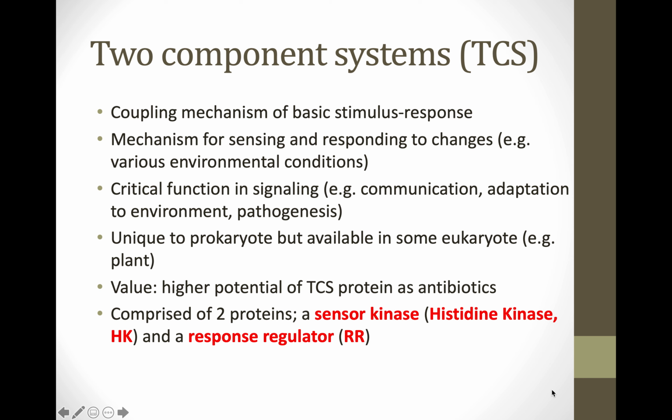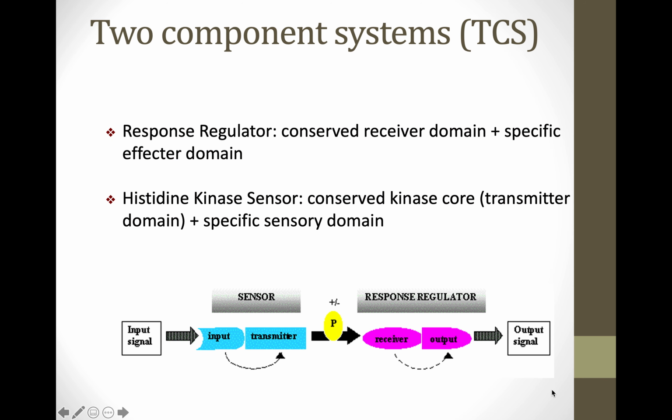This system, again, as the name says, is comprised of two components. So it basically has two proteins. One is called a sensor kinase, or histidine kinase, HK. Another one is referred to as a response regulator, or RR. Each and every one of them has its own function.